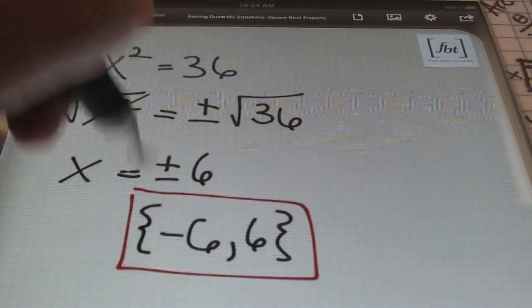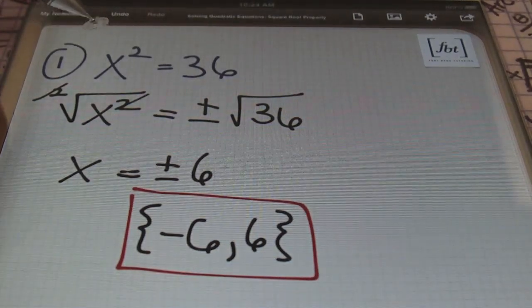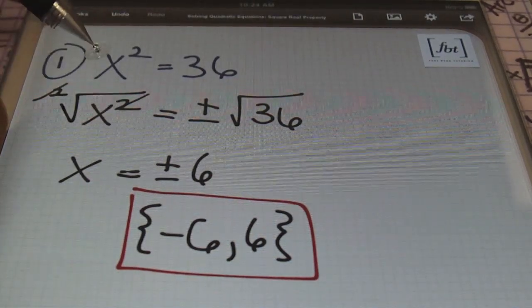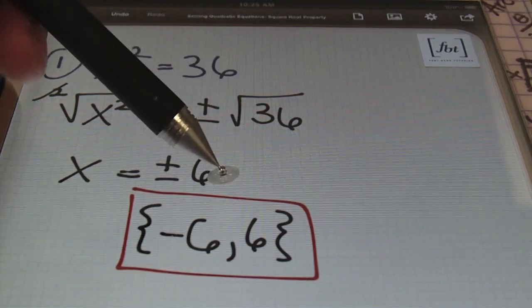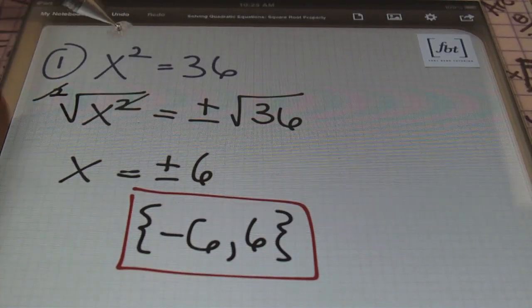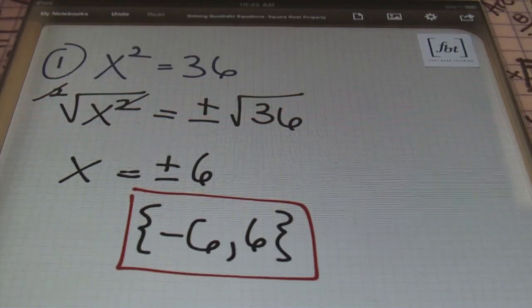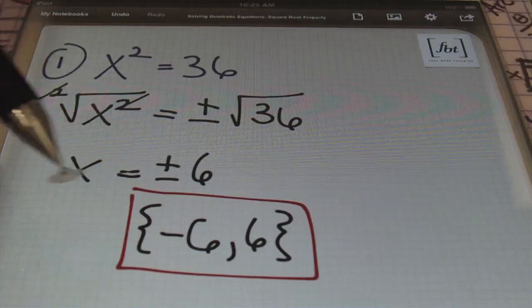Now to plug this in, I can show you why that'll be the case. For instance, if I replace x with negative 6, squared means negative 6 times negative 6, and therefore that makes a true statement because negative 6 squared is 36. If I were to plug in positive 6, squared is also 36. So either result will work, therefore your solution is both answers.